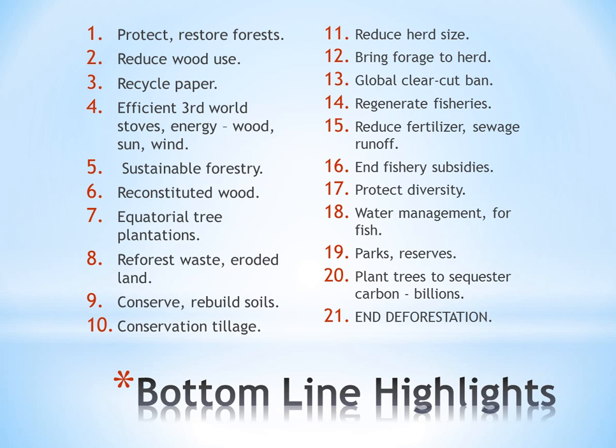Conservation tillage, reduce herd size, bring forage to the herd. A global clear-cut ban. Regenerate fisheries. Reduce fertilizer and sewage runoff. End fishery subsidies. Protect diversity. Water management for fish. Parks and reserves. Plant billions of trees to sequester carbon. End deforestation.